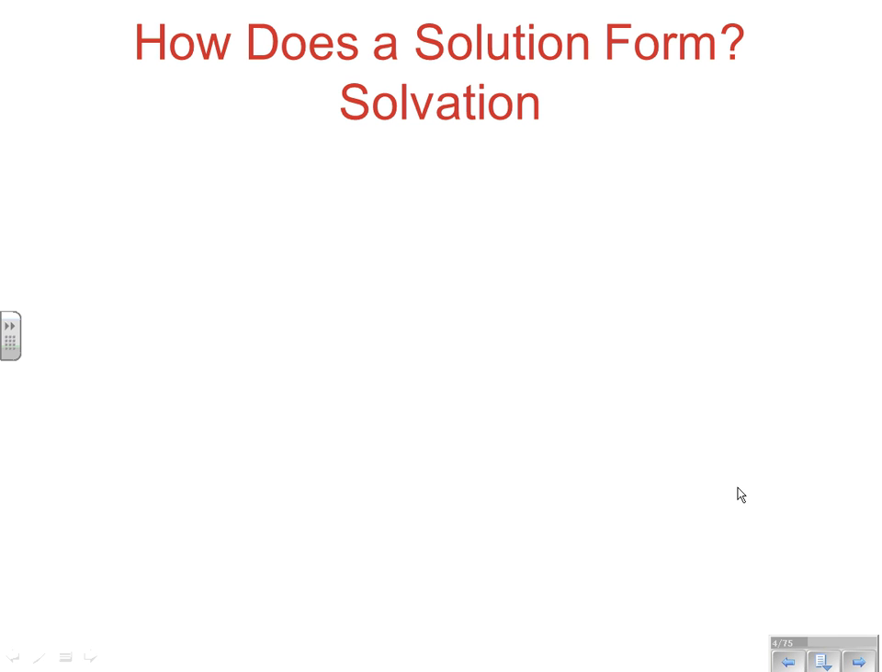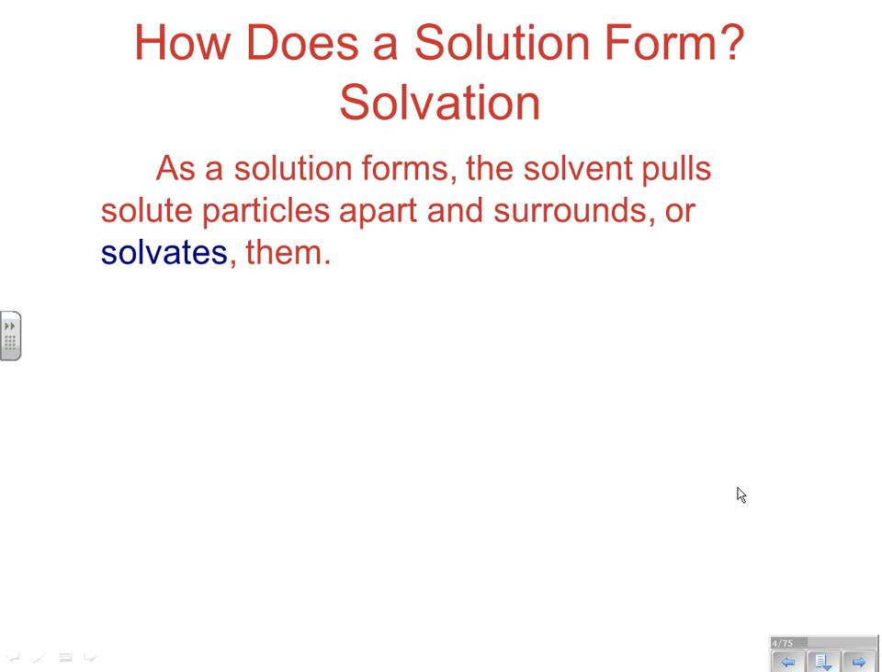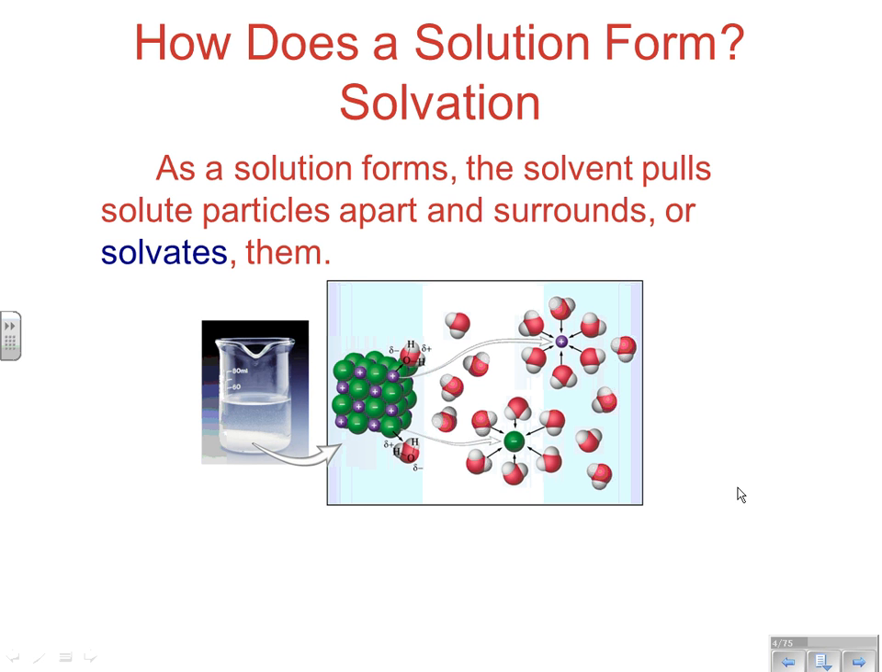Now, how does a solution form? Well, one process is the process known as solvation. As the solution forms, the solvent pulls solute particles apart and surrounds or solvates them. So in taking a look at this diagram, our solute here is sodium chloride. And as the water molecules get closer to the ions, one part of the water molecule is attracted to the positive ion, one part is attracted to the negative ion, and they pull off those ions and then in solution surround them. So that's the process of solvation.